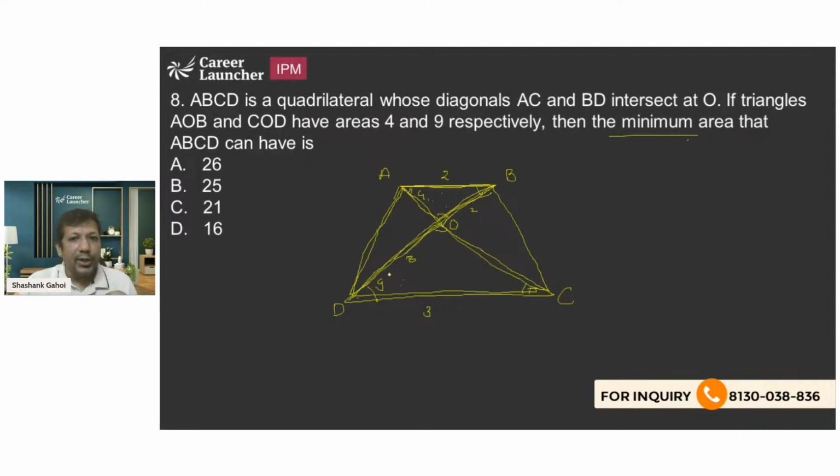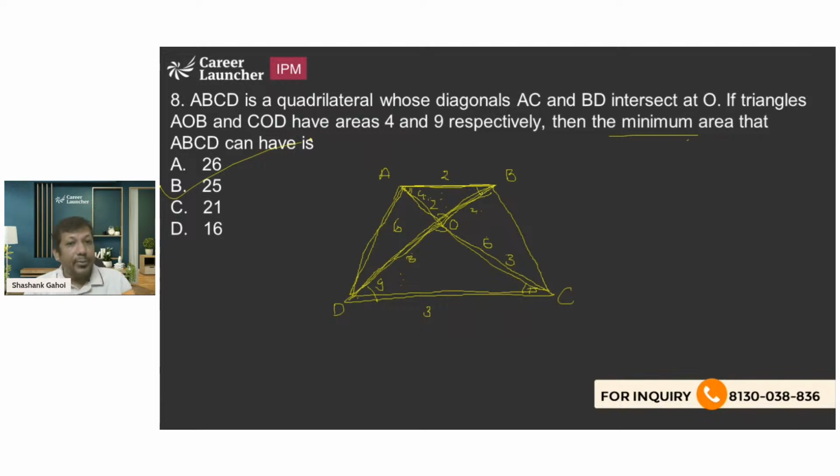Now, in this triangle ADB, I am joining from vertex to base, and it divides the base in the ratio of 2:3. So the ratio of areas is also going to be 2:3. So this is going to be 2. This is 4, so this is going to be 6. Similarly, this is also going to be in the ratio of 2:3. So if this area is 2, this is going to be 6. So this is 4, this is 6. So what is the total area of the quadrilateral? That is going to be 6 plus 4 plus 6 plus 9. And that comes out to be 25. And that is the least possible area.